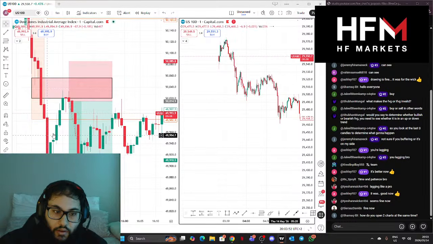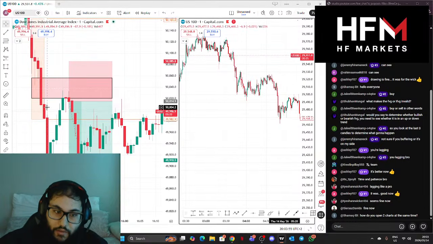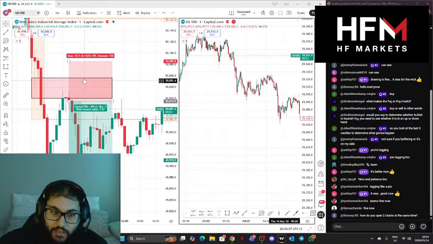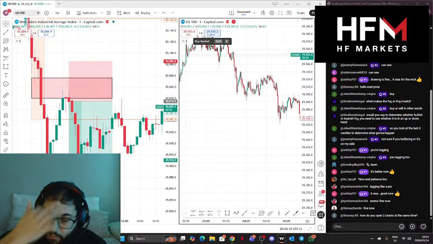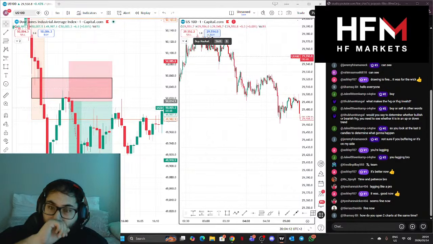Some of you are probably wondering why I took a trade off this fair value gap here. There's a fair value gap here. Why did I take a trade off here? The simple reason is that price respected this fair value gap, so we take a trade off that fair value gap. It's pretty simple, guys. It's straightforward.